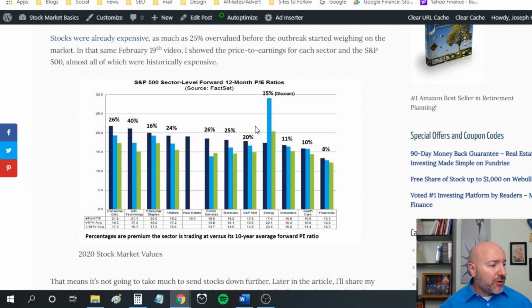The only three or four here that were close to their averages really were in energy, which is actually trading at a 15% discount. Industrials is at an 11% premium to its long-term averages. Healthcare is 10%, and financials is 8% over that long-term average. So the stocks in these sectors are still expensive on a historical basis, but not so much compared to these other sectors. And I'm going to get right back to that when we talk about what stocks I'm buying, how I'm positioning, and when I'm getting back in the markets.